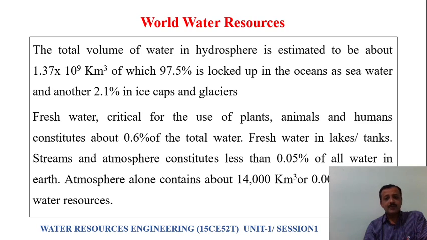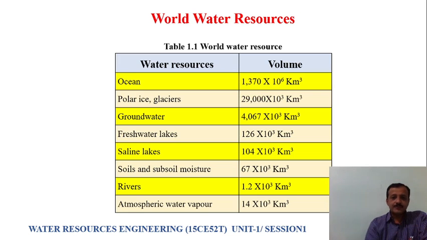The atmosphere contains 14,000 kilometer cube of water, which is 0.001% of Earth's water resource.